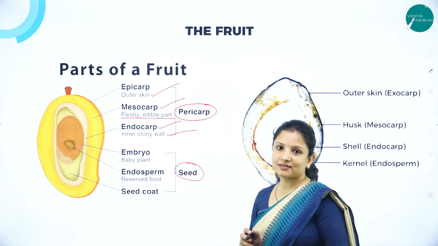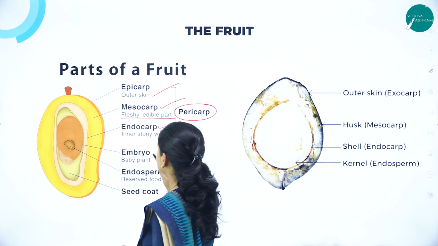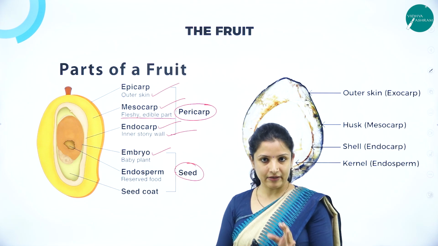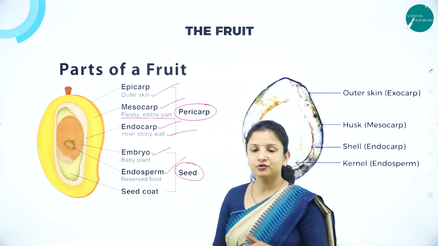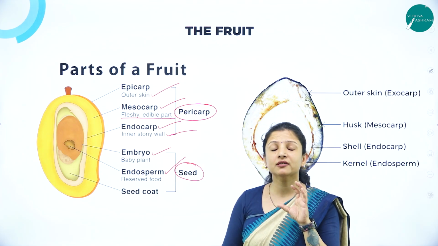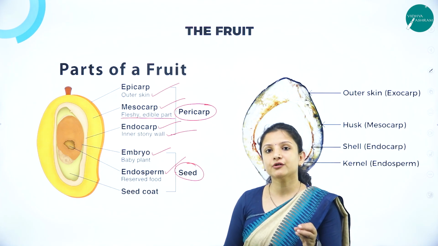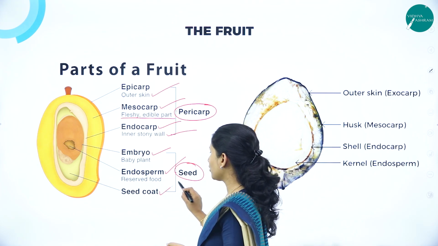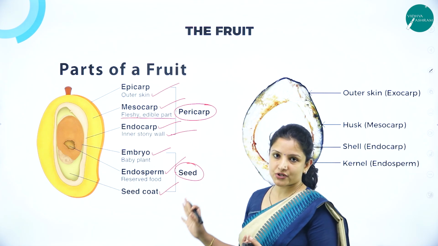Now, what is there in the seed? Again, this in detail we'll study in the coming slides. The seed consists of the embryo, wherein the baby plant develops. In detail we'll study later. And then it has the endosperm. Endosperm is the nutritive part of the seed, called the reserved food or storage food of the seed. Why? Because it provides nutrition to the developing embryo, and it has the seed coat, which forms the outer covering of the seed. So this is about the parts of a general fruit.